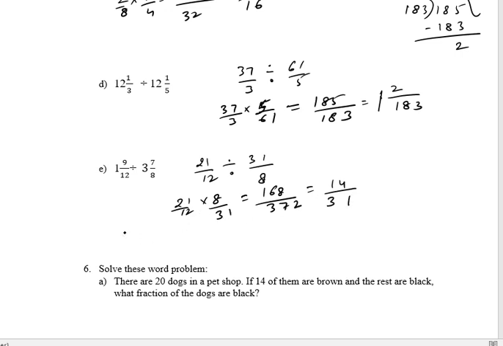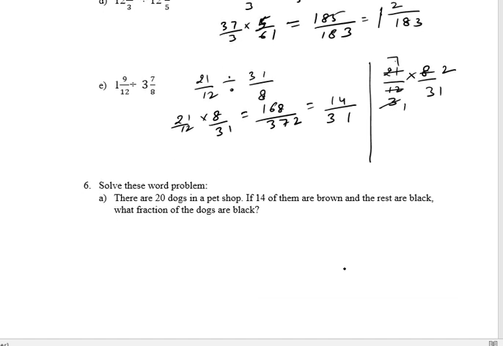Or you can straight away, I'm doing the other way. Here it will be easy because the calculations are very big here. 21 upon 12 into 8 upon 31. 4 twos are 8, 4 threes are 12, 3 ones are 3, 7s are 7, 2s are 14 upon 31. Whichever way you want, you can go with.